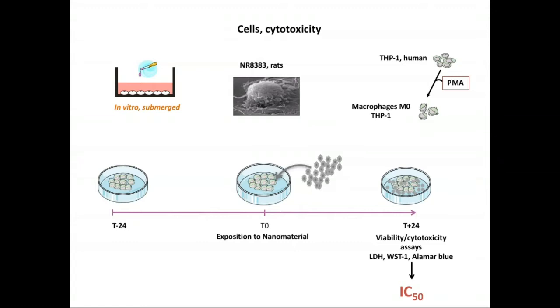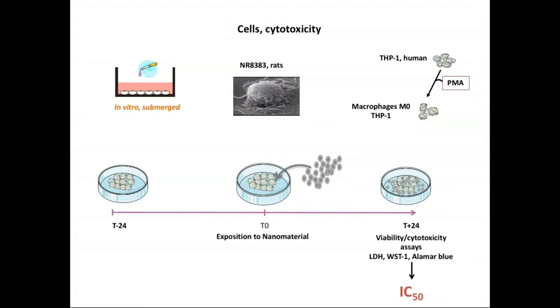We use two models. We work mainly in vitro with submerged models, and also some air-liquid interface later. Our main model is NR8383, which is macrophages from rats. We also have a model of human macrophages, which are THP1 after some differentiation. Classically, we expose cells to nanomaterials for various times.